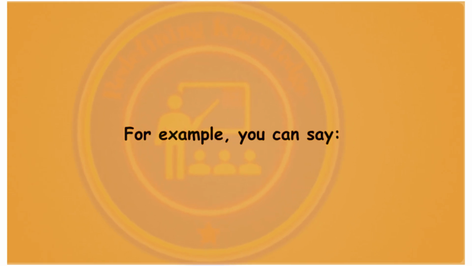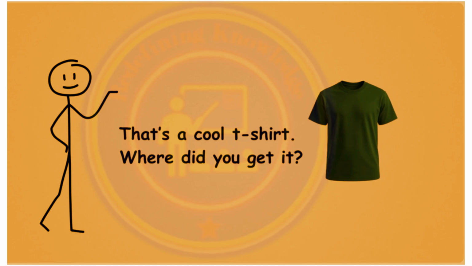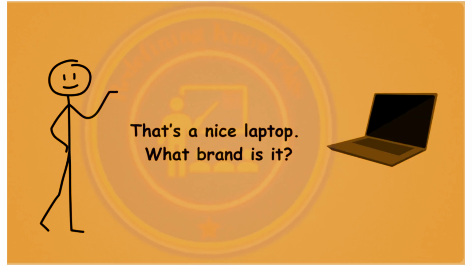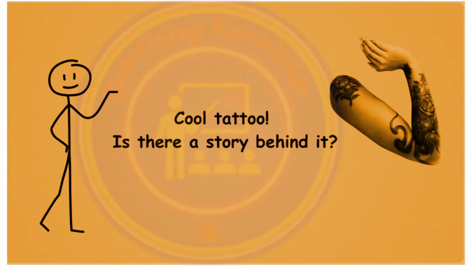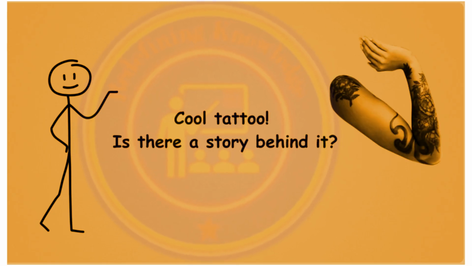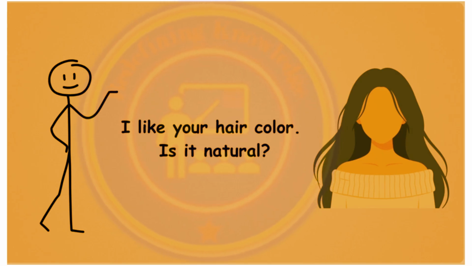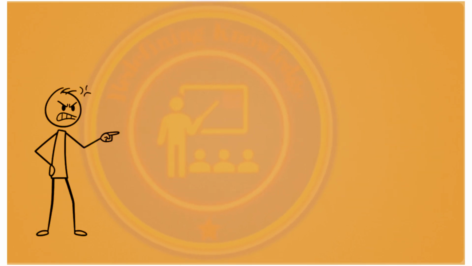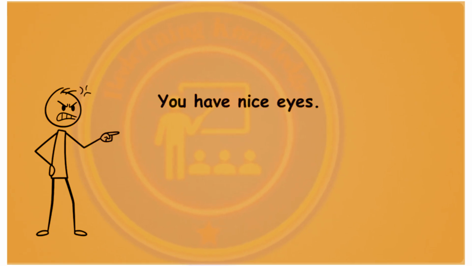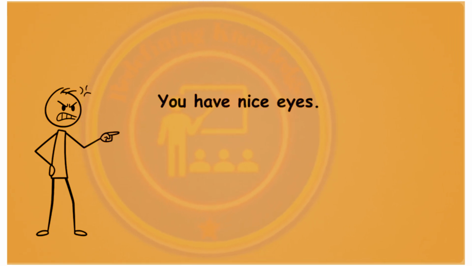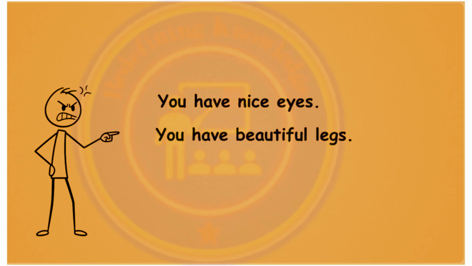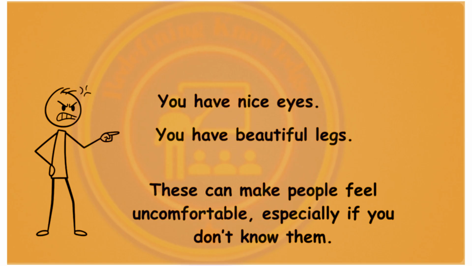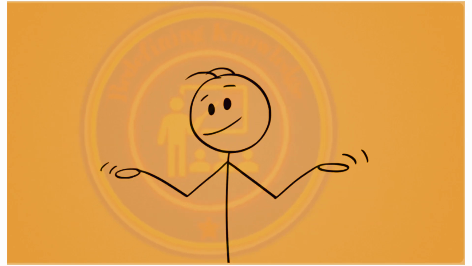For example, you can say, that's a cool t-shirt. Where did you get it? That's a nice laptop. What brand is it? Cool tattoo. Is there any story behind it? I like your hair color. Is this natural? These are safe and friendly. But do not say things like this: you have nice eyes, you have beautiful legs. This can make people feel uncomfortable, especially if you don't know them.